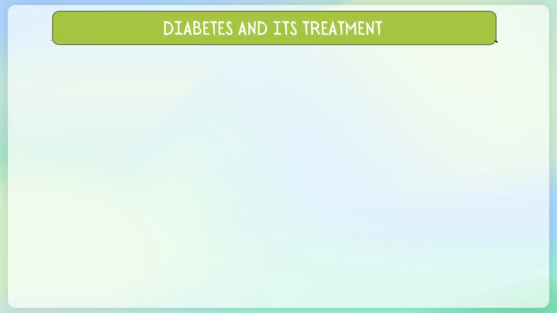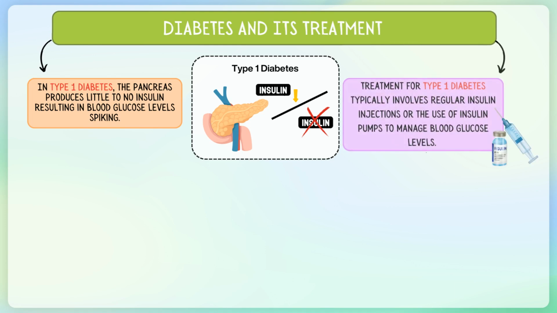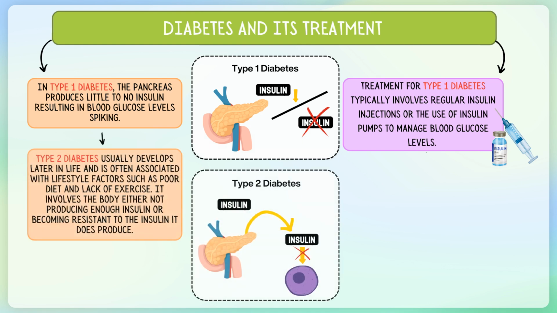In today's lesson, we examine the two types of diabetes, type 1 and type 2, and how they are treated under the broader context of the control of blood glucose concentration. We explored type 1 diabetes, where the pancreas produces little to no insulin, resulting in high blood glucose levels. Treatment for type 1 diabetes typically involves regular insulin injections or the use of insulin pumps to manage blood glucose levels. Next, we covered type 2 diabetes, which usually develops later in life and is often associated with lifestyle factors such as poor diet and lack of exercise.